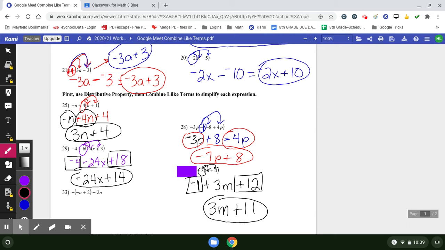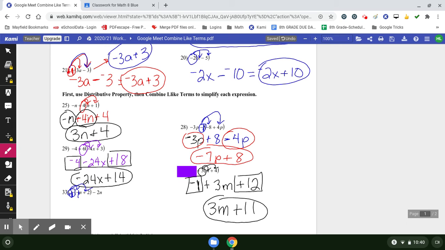Okay. One more like this, and then we're just going to do a couple problems that are multiple distributive property steps. If I look at 33, I am distributing, there's that negative sign in the front. So I am distributing negative 1. That negative n is also the same as negative 1n.